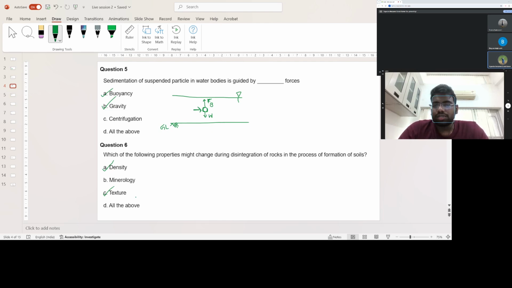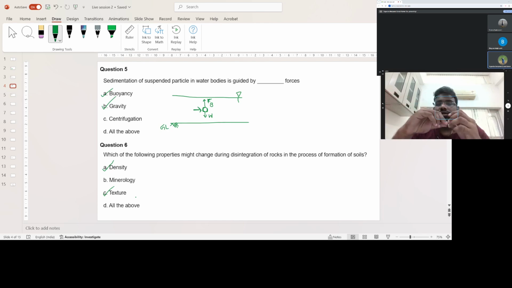So what do you mean by texture? Actually, that is not clear to me. Okay. So texture, you can define it as a roughness or surface property. So how rough it is, what shape it is, and what size it is. Those things come into texture, and whether it is rounded or angular. So these things come under texture.